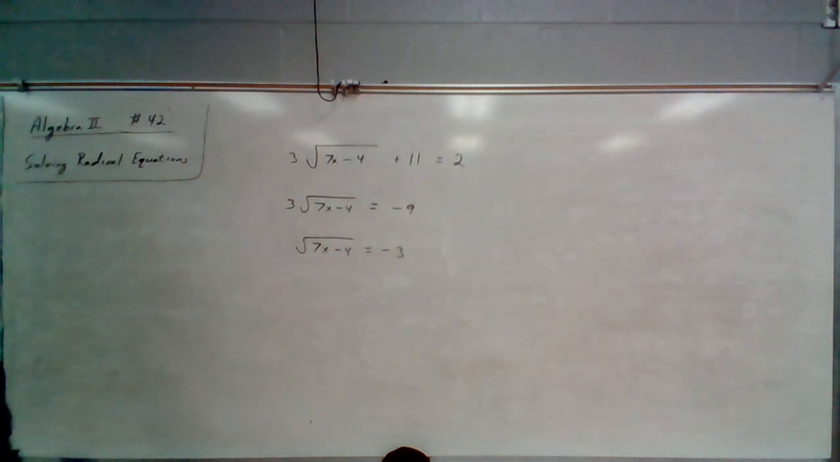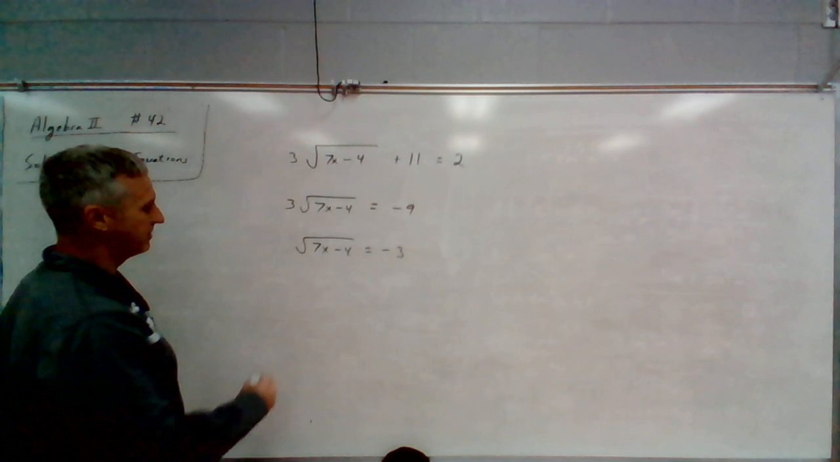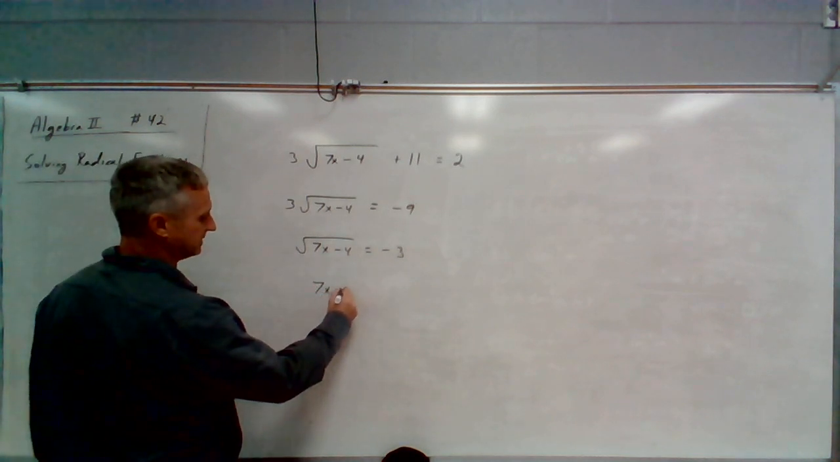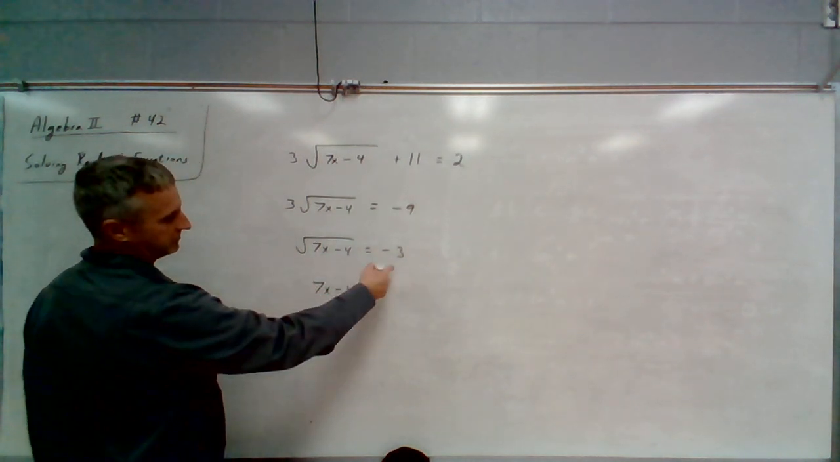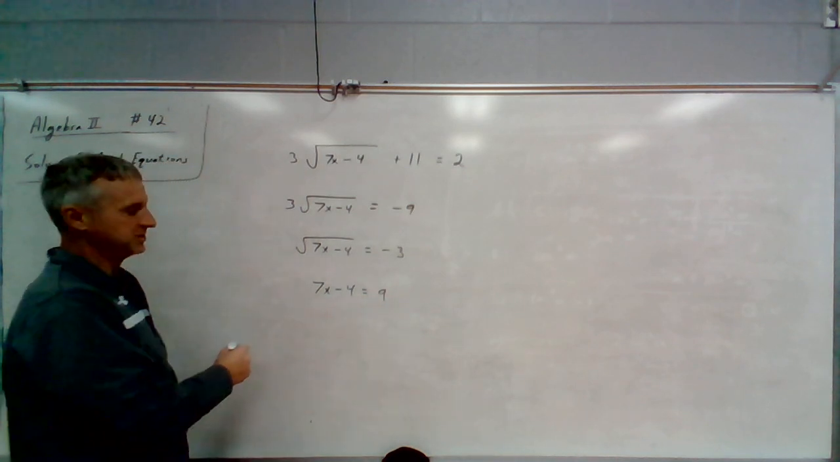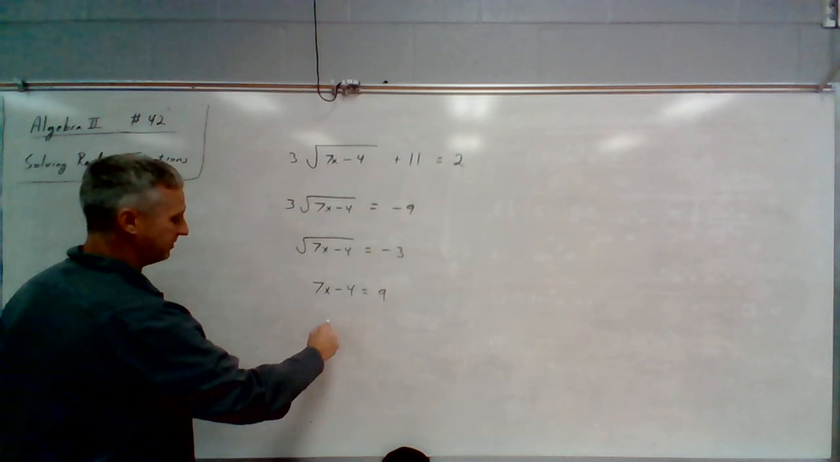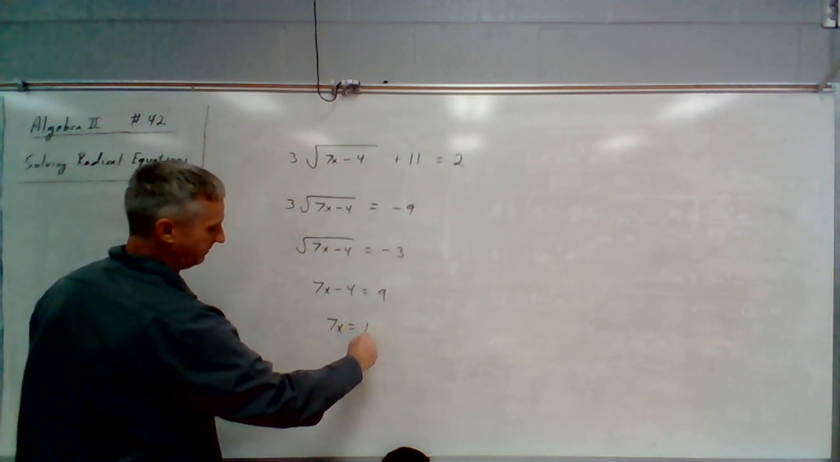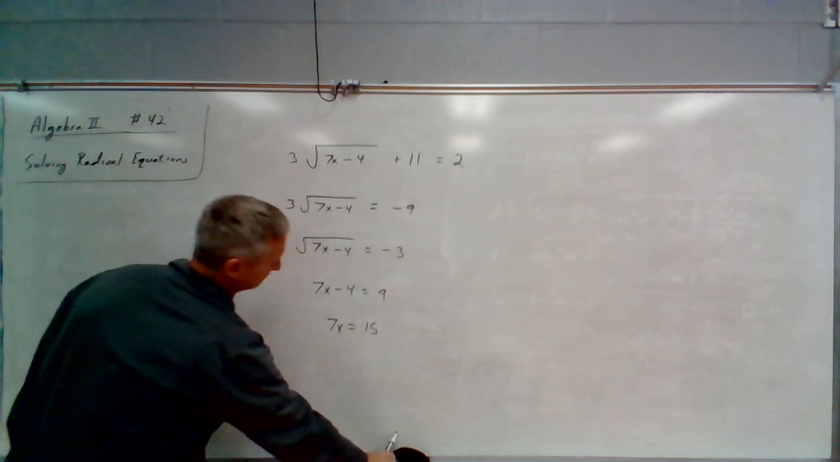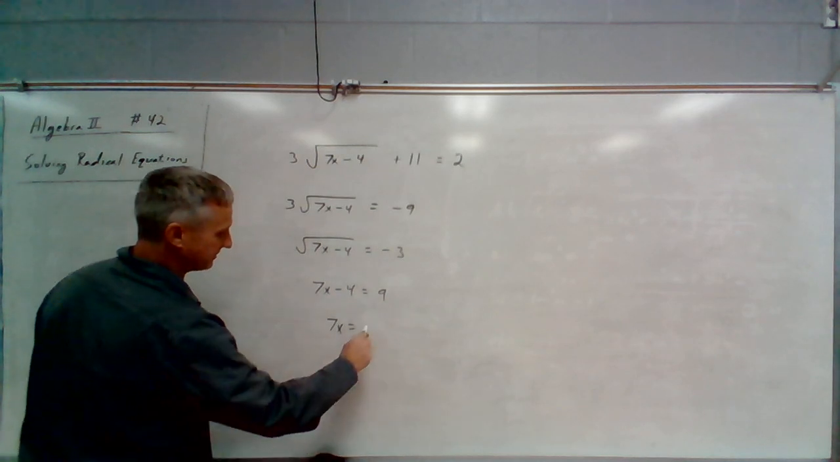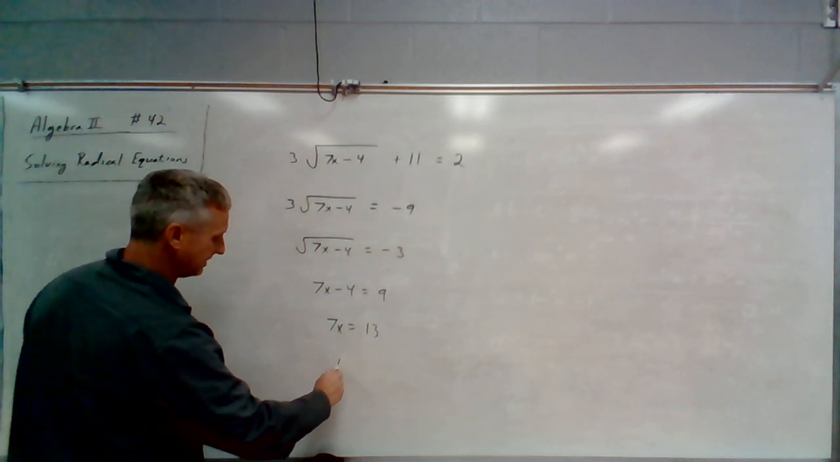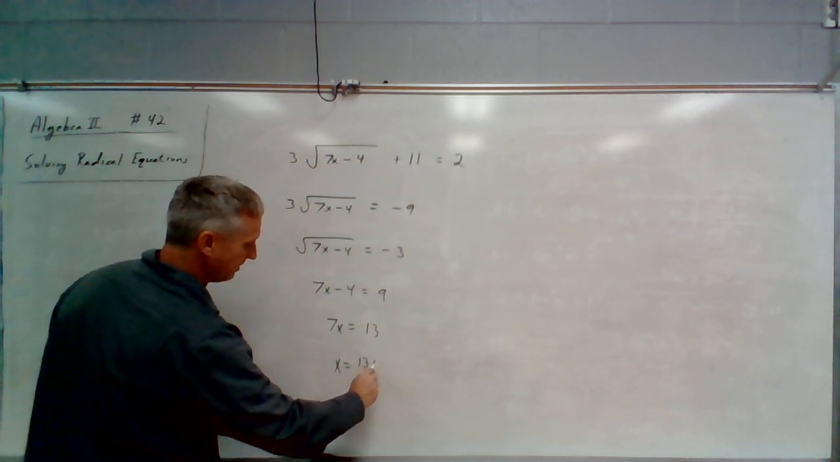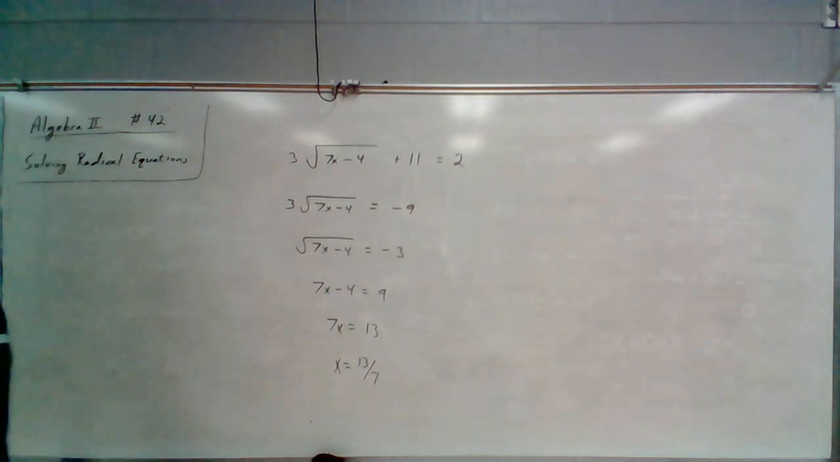And then I'll try to do the same thing as before. I'll square both sides. 7x minus 4 equal to 9. Negative 3 squared is 9. Add 4 to both sides. And I get 15. No, I don't. 9 plus 4 is 13. Divide both sides by 7. I get x equals 13 over 7, and everything looks fine.